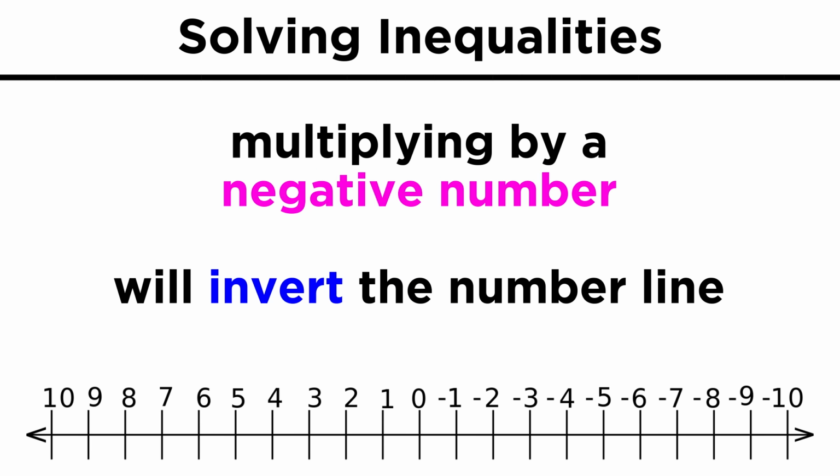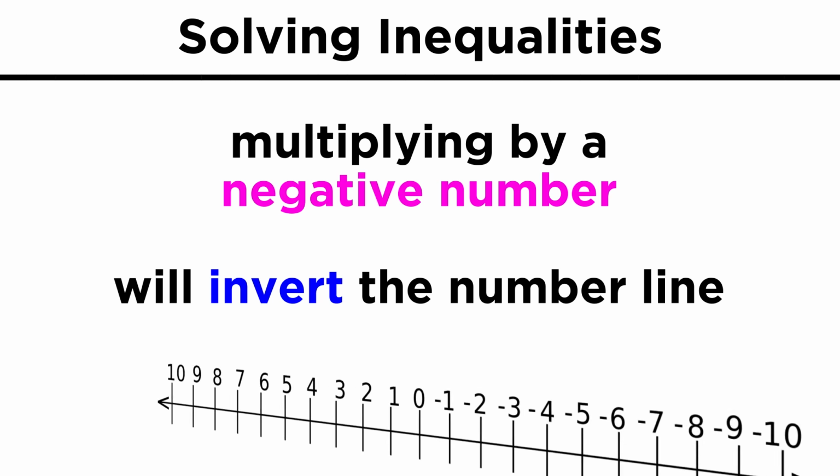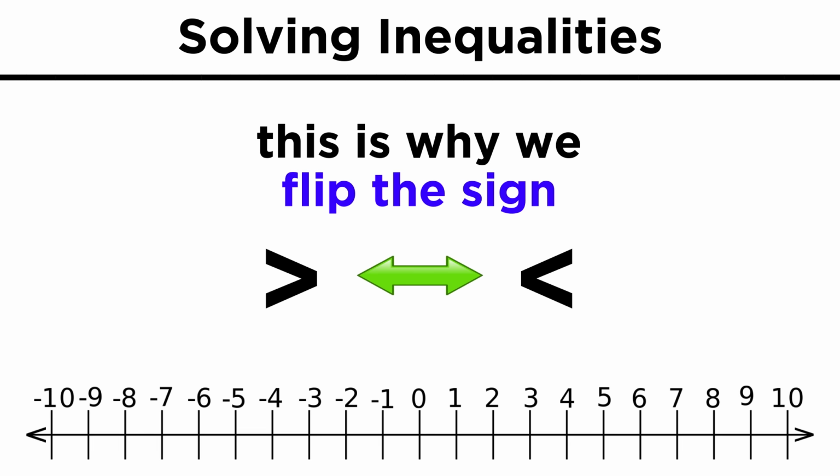But if we multiply or divide by a negative number, we are inverting the sign for every value, which makes it look like the mirror image of the number line. To compensate for this, it makes sense to flip the whole thing over, which is essentially what is achieved by flipping the sign of the inequality.